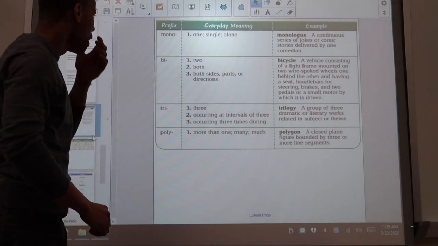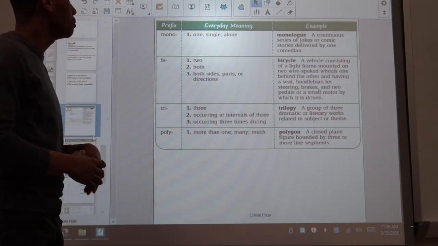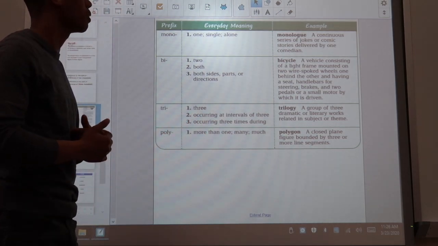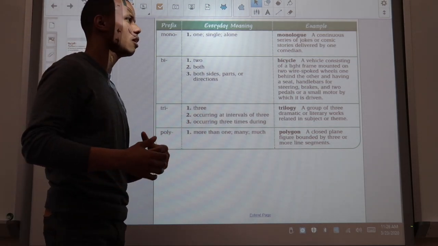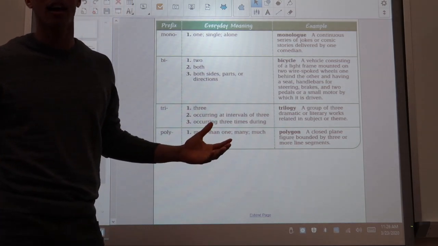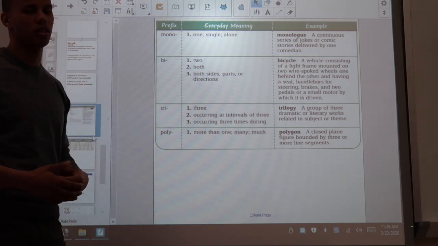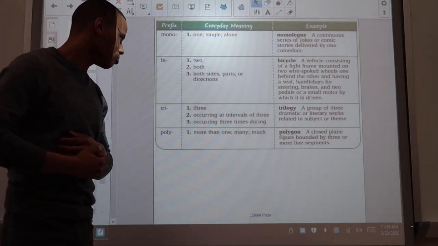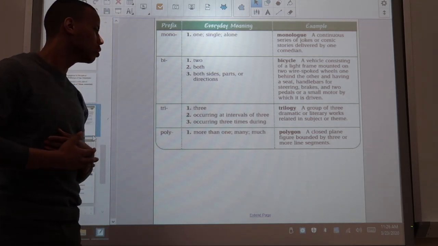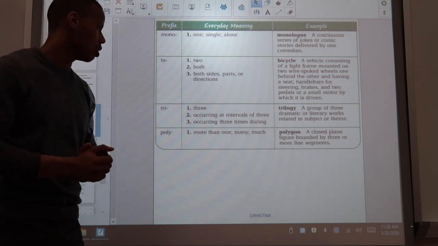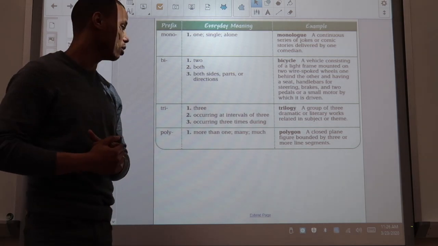So now, for this one, if you think about it in your everyday life, mono means one. So if anybody's into comedy, when they say a monologue, Saturday Night Live. Bi means two or both, which is the bicycle. Tri is three, which is a trilogy, like The Matrix, Avengers, be a good one.